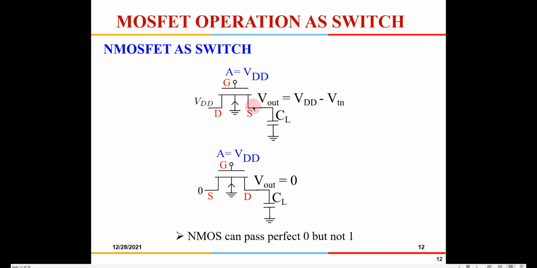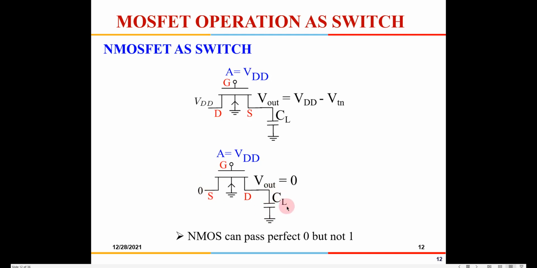That means the potential VGS is now VTN. That is the threshold voltage at which the transistor switches on. Now if it goes beyond VTN, this transistor will be switched off, right? So the maximum voltage which will be available here is VDD minus VTN. That is the problem when using an NMOSFET as a switch to transmit a 1, whereas it can transmit a 0 perfectly.